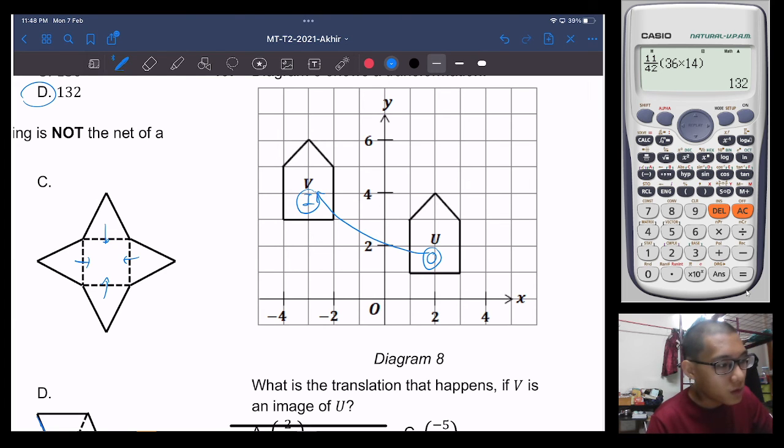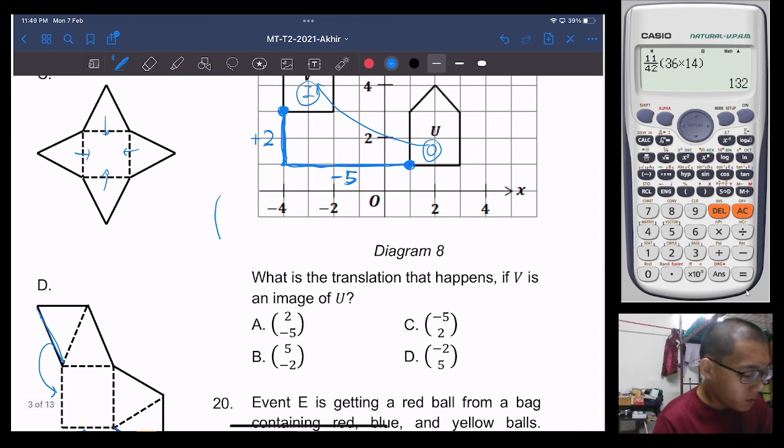Let's say we choose one point, U here, and we move by translation to the corresponding point, this one. So we try to find the direction and the magnitude. To the left-hand side we have 1, 2, 3, 4, 5 units, 5 units to the left, which means negative. Then 2 units upward means positive 2. So when you write it in vector form, it is negative 5, 2. That is the answer.